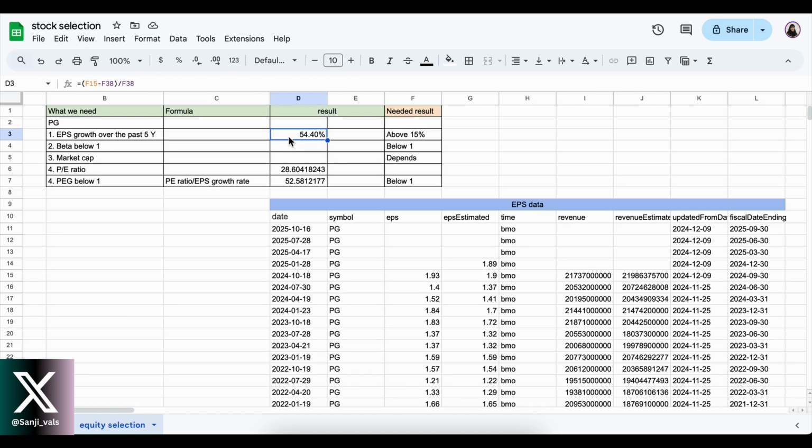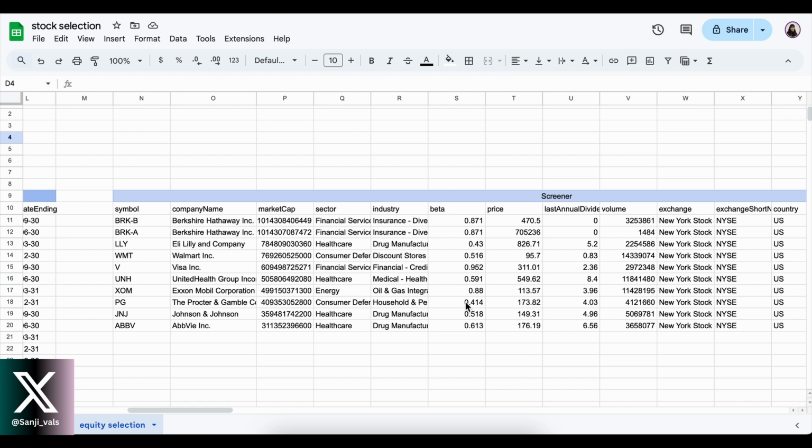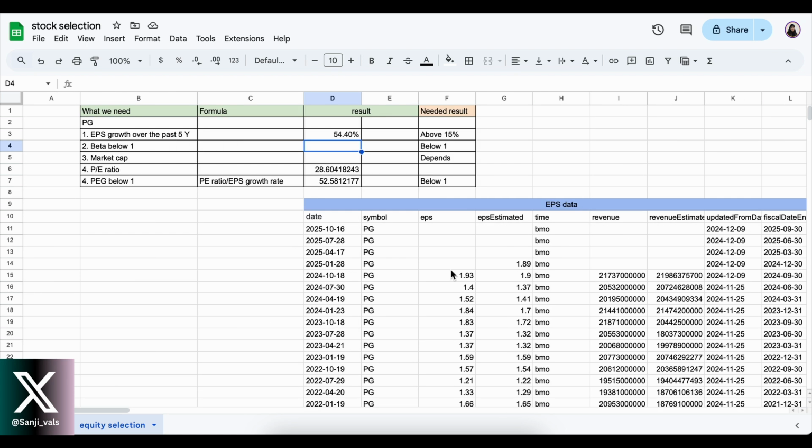So it shows 54.40%, which is a good number. Generally, a number above 15 would be a good indication. I'm taking the average in the industry, and a number above 15 would be a good indication of an interesting share. Then, of course, beta below 1. Our PG satisfies this condition because, as you know, we have beta 0.414. It is a less risky share for risk-averse investors.